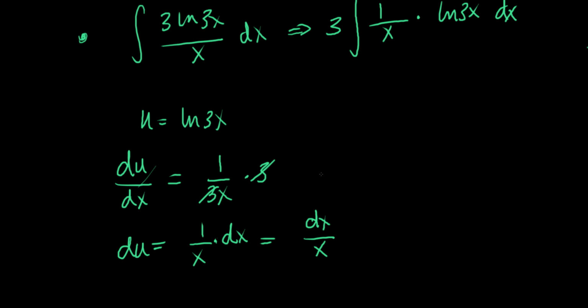Okay, so if we do that, then this integral we had up here just turns into 3 times, well, ln of 3x is now our u, and 1 over x dx, right? 1 over x dx is du. And we see that that is a really straightforward integral to solve.